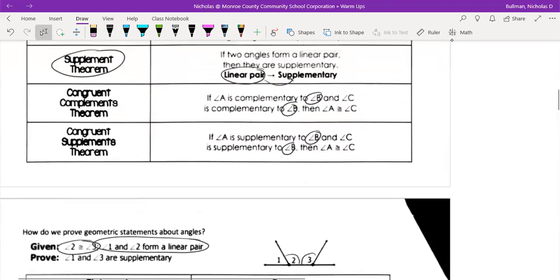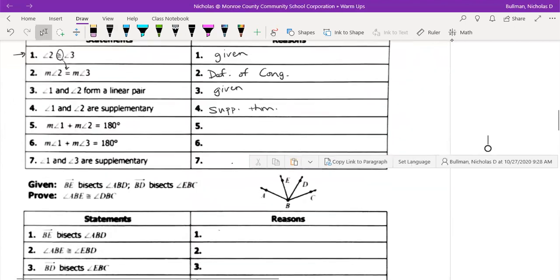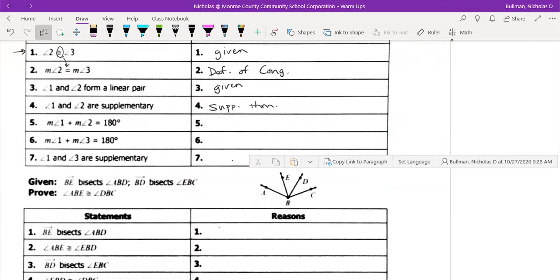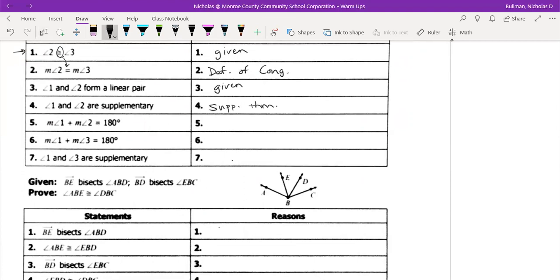And I am abbreviating it. Be careful abbreviating it. All right, so we've got supplement theorem. Now I can say measure of angle 1 plus the measure of angle 2 equals 180 degrees. Well, I just said they're supplementary, and supplementary means adding to 180. So that's our definition of supplementary angles. Notice I keep going back to my previous statements to figure out where it's coming from. Where did it build from?